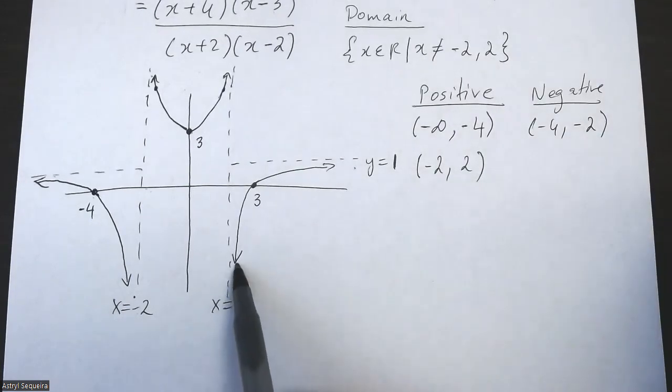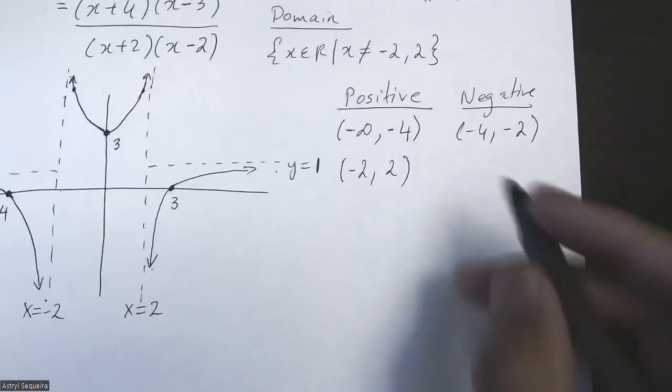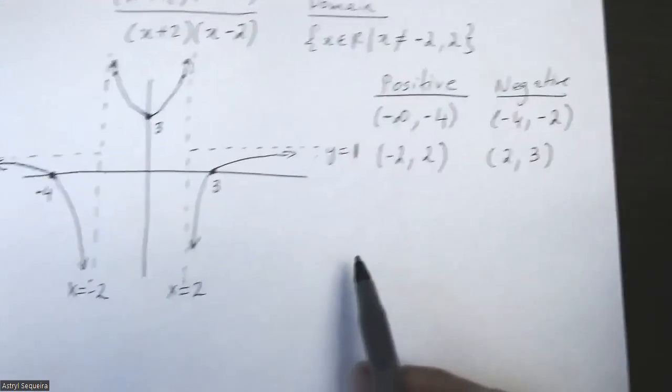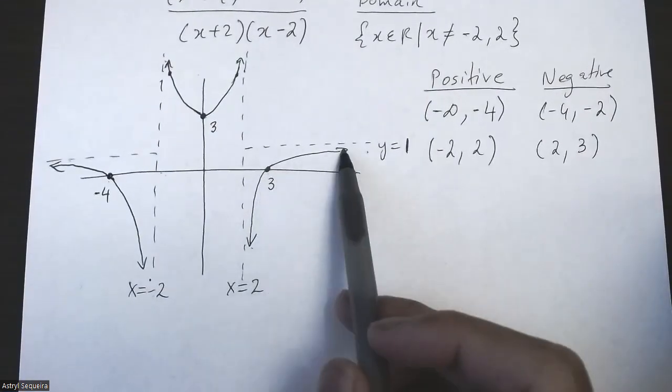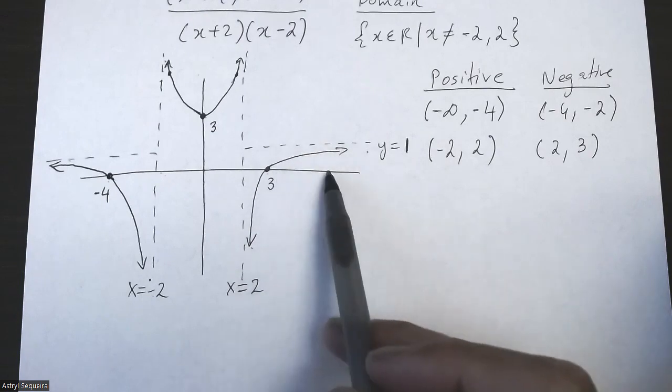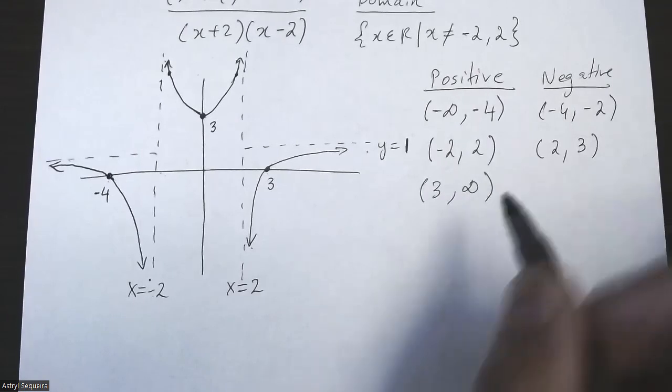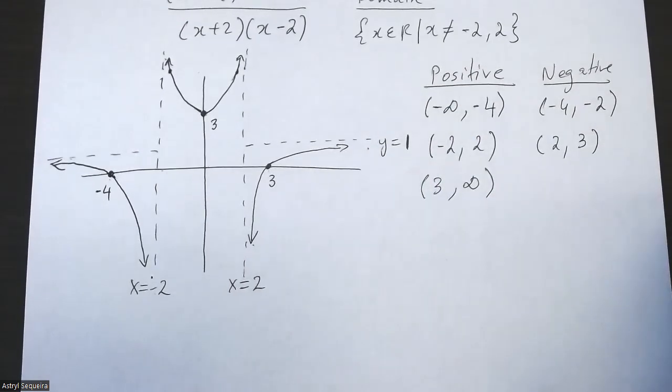Then from positive 2 till 3, this is all below the x-axis, which is the next negative interval. And my last interval here from 3 till infinity is again above the x-axis. So it's another positive interval, from 3 till infinity. So these are my positive and negative intervals.